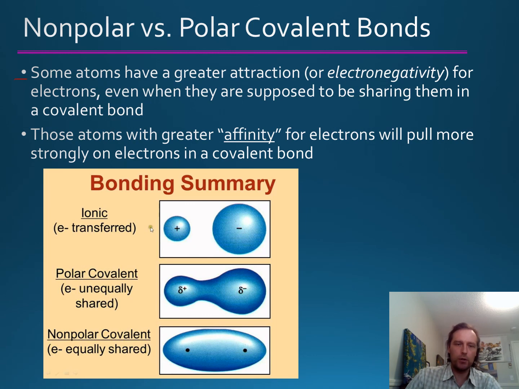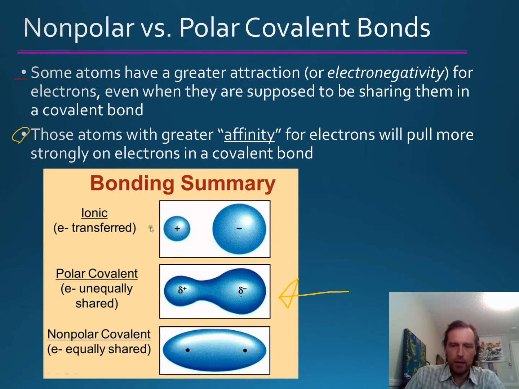These atoms, this is bullet 2 here, these atoms with greater affinity or electronegativity for electrons will pull more strongly on electrons in a covalent bond. So let's look at this example here, and we're just going to switch to a color that's more visible.